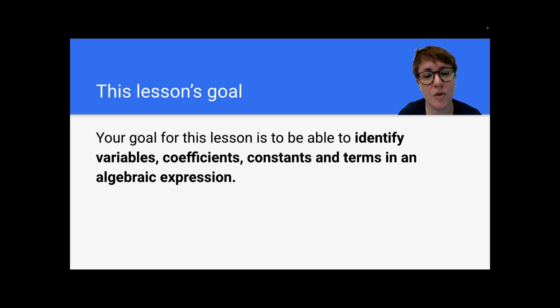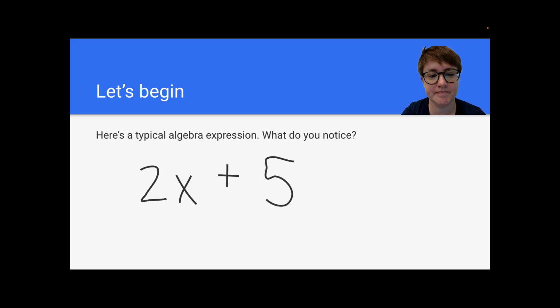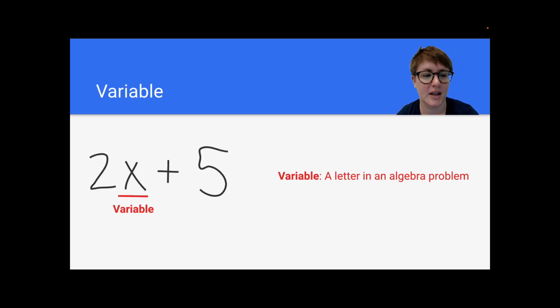Today's lesson's goal is to identify variables, coefficients, constants, and terms in an algebraic expression. If you take a look at this expression right here, I want you to think about what stands out to you. If you haven't done algebra for a while, I'm guessing that probably the x stands out because it's a letter in a mathematical expression. And that x is a variable. A variable is just any letter that you see in an algebra setting.